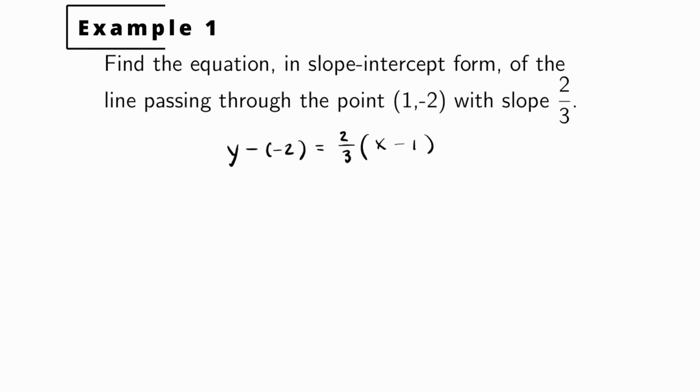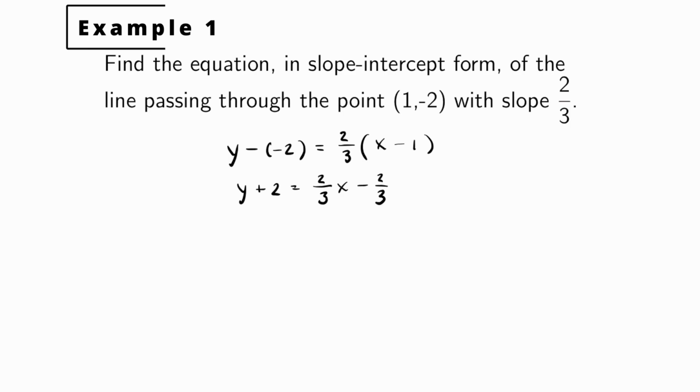Now that is the equation of the line. The only thing that remains is to place this equation in slope-intercept form, which means we have to solve for y. So y minus negative 2 becomes plus 2. I need to distribute that 2/3. So we get 2/3 times x, and then again we have to distribute it to both terms here. So it becomes minus 2/3 when we multiply 2/3 times negative 1.